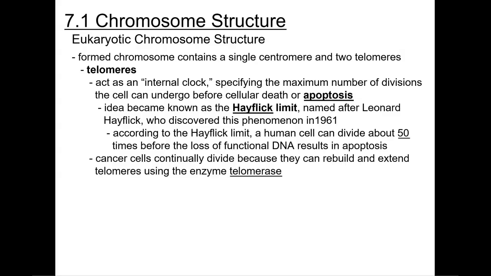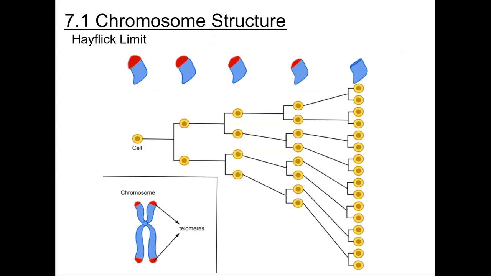Now, the correct scientific name for cellular death is going to be apoptosis. So know that term. That idea became known as the Hayflick limit. That was named after Leonard Hayflick, who discovered this phenomenon in 1961. So according to Hayflick, that limit, a human cell can divide about 50 times before it starts to lose functional DNA, and then that results in apoptosis. Like I said, with some cells, it can go up to 80. Cancer cells are going to continually divide because they can rebuild and extend their telomeres using the enzyme telomerase. And so sometimes the longer those enzymes are, the faster that DNA divides, and it can create cancerous cells.